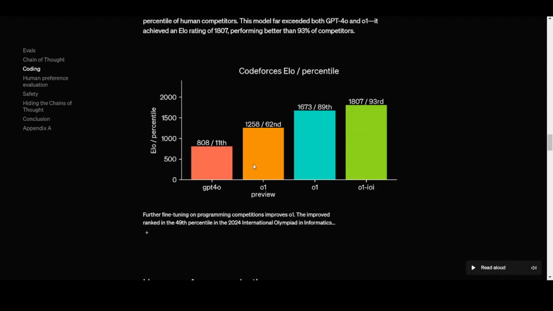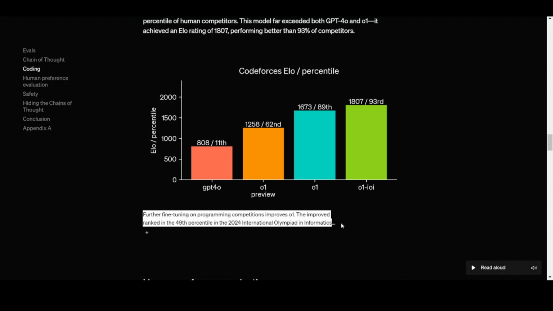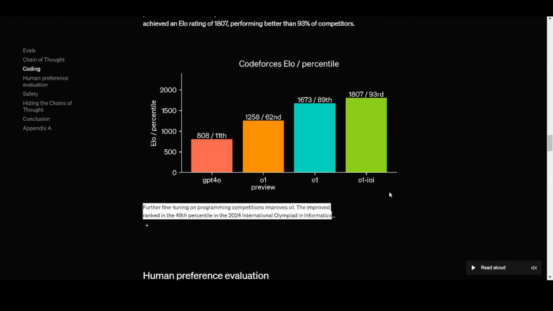They also simulated competitive programming contests hosted by Codeforces to demonstrate this model's coding skill. Their evaluations closely matched competition rules and allowed for 10 submissions. GPT-4o achieved a yellow rating of 808, which is in the 11th percentile of human competitors. This model far exceeded both GPT-4o and O1. It achieved a rating of 1807, performing better than 93% of competitors. The O1 they're talking about here that was defeated was a base model and not fine-tuned on coding.